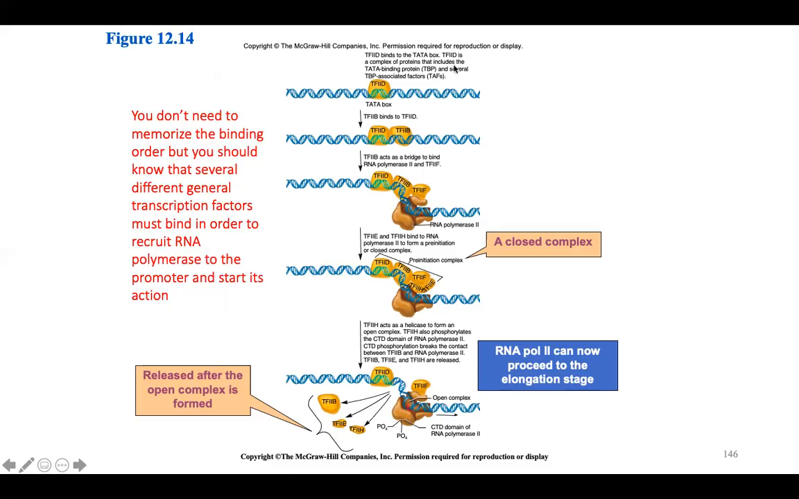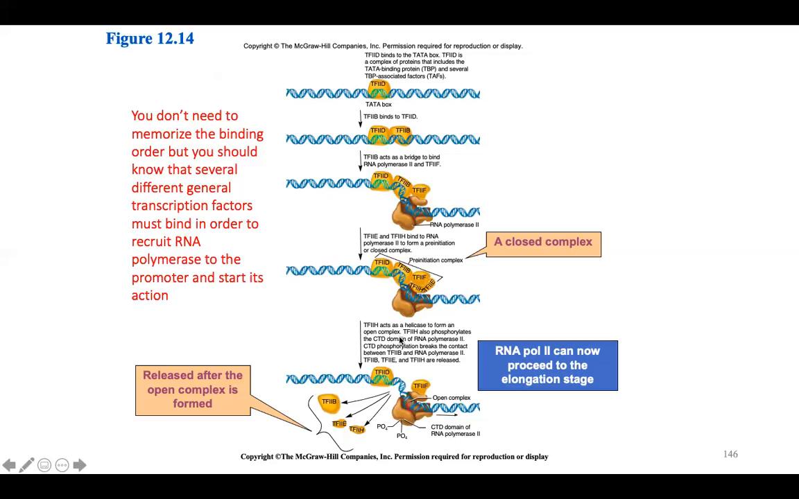And TFIID is a complex of proteins that includes the TATA binding protein, or TBP, and several TBP-associated factors, or TAFs. Now, once TFIID is bound to the TATA box, TFIIB binds to TFIID. Now, TFIIB acts as a bridge to bind RNA polymerase II and TFIIF. Okay? So TFIIB forms a bridge between TFIIF and the RNA polymerase II. TFIIE and TFIIH bind to RNA polymerase II to form a pre-initiation or closed complex. So this is the pre-initiation complex, or closed complex, made up of TFIID, TFIIB, TFIIF, TFIIH, TFIIE, and the RNA polymerase. The TFIIH acts as a helicase to form an open complex.